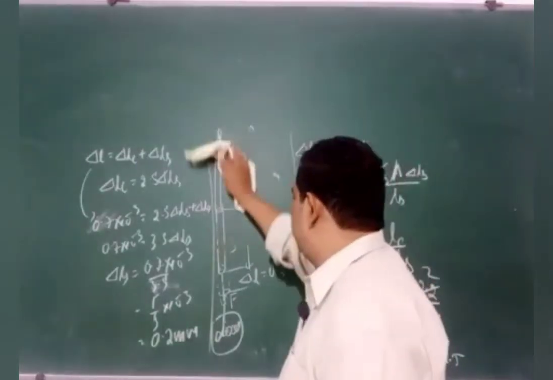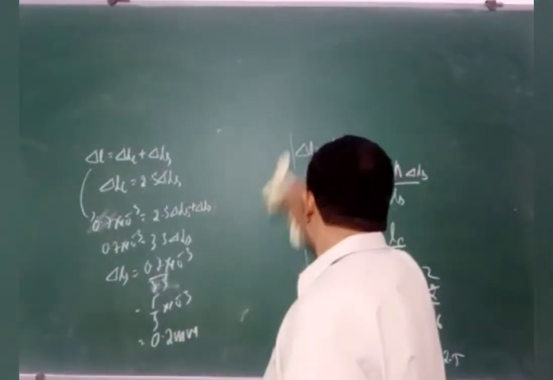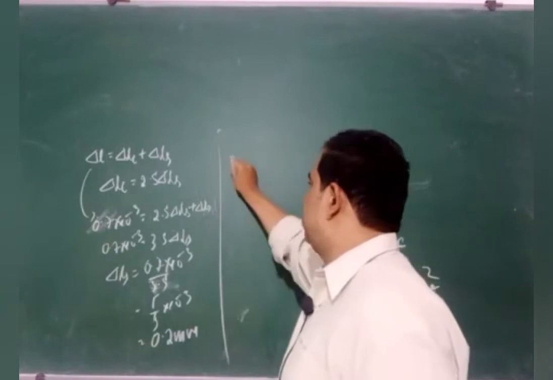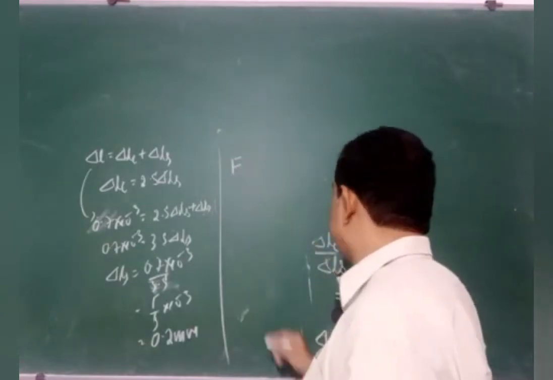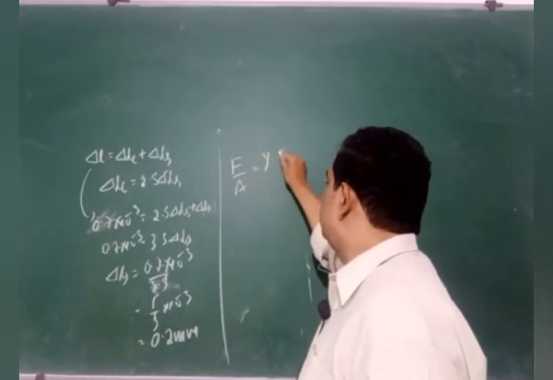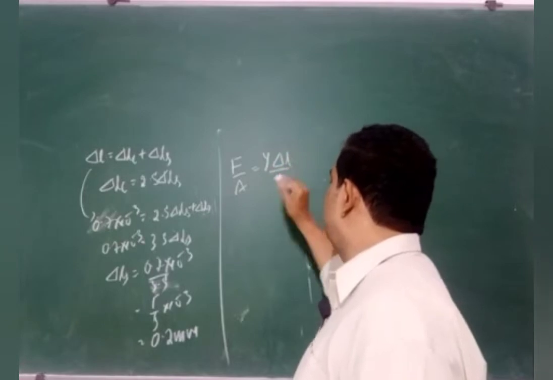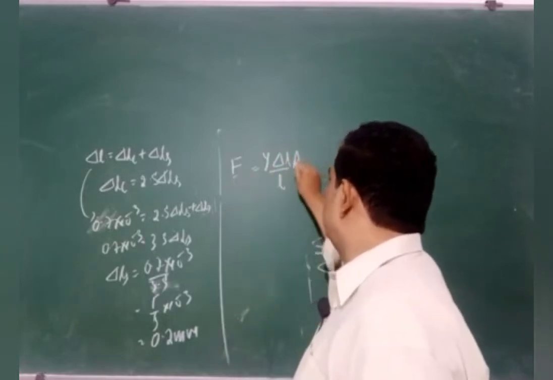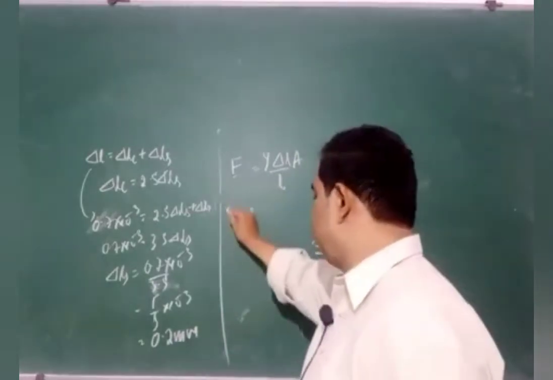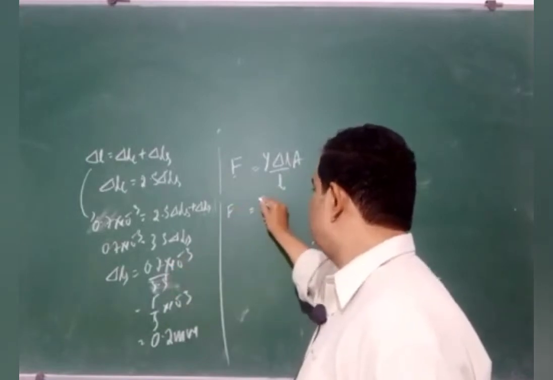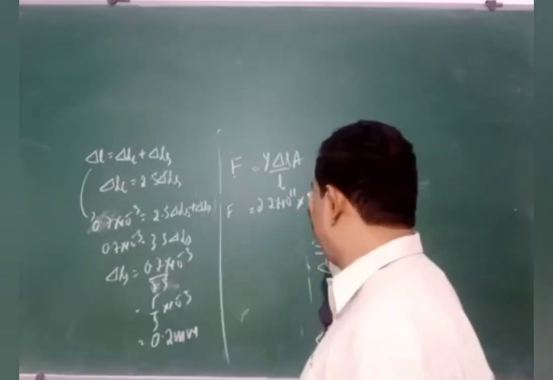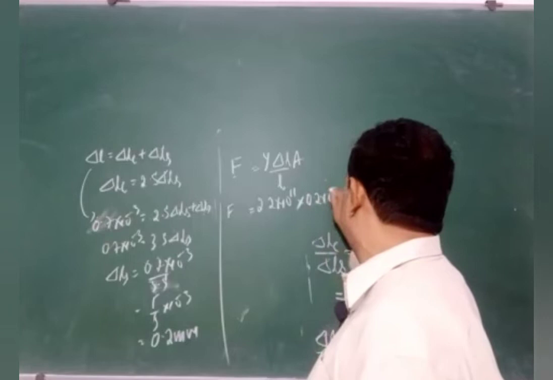I rub off this figure now as you have written. We substitute for any one of them. What is the formula which we have written there? F by A equals Y delta L by L, or else F equals YA delta L by L. So substitute everything there. We go for steel only. Steel is 2.2, 10 raised to 11. Delta LS is 0.2 millimeters, means 0.2, 10 raised to minus 3.